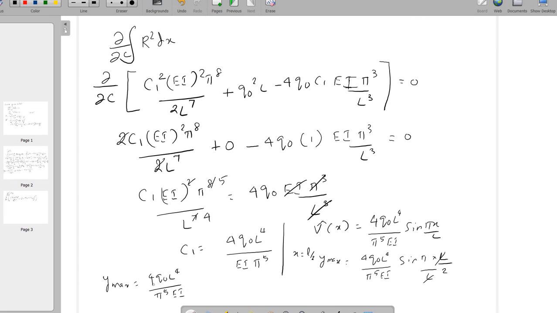If you substitute the value, and we are rewriting the form q naught L power 4 by EI, we can divide pi power 5 by 4. The value of the denominator is 76.5. So this is the least square method of solution in weighted residual methods. The same problem we are going to solve in Galerkin's method in the next video.